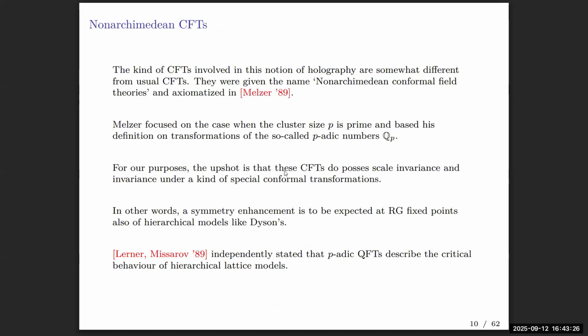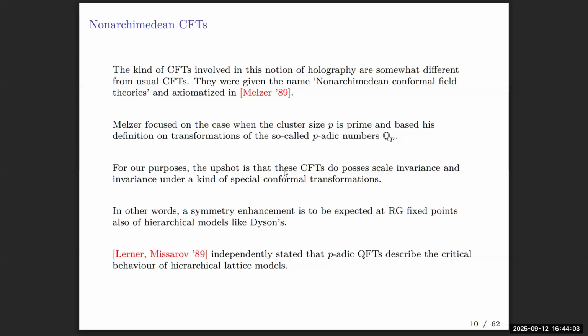I use the word AdS/CFT, but what on earth are the CFTs we're dealing with here? There was this guy Melzer. This was actually his PhD thesis. He was a PhD student at Chicago, where he wrote down axioms for them. The term he used was non-Archimedean conformal field theories. There were some mathematical reasons that made it easier for him. He specifically took the cluster size, which I've called p, to be prime.